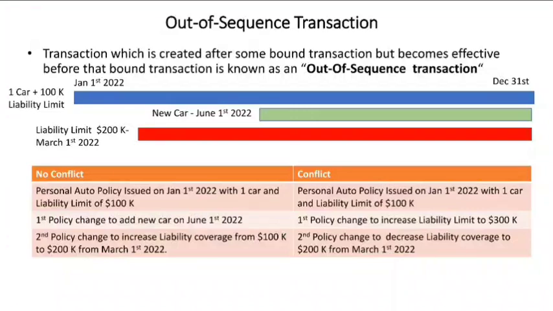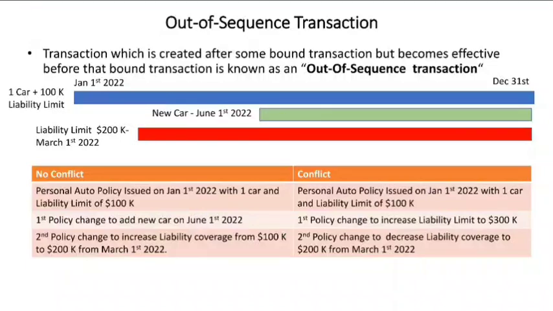So by definition, as you see from this example, every time you do a transaction whose effective date is prior to the bound transaction's effective date, we call that out of sequence. In this case, you had a first policy change with an effective date of June 1st, 2022, whereas the second policy change effective date is prior to that, March 1st, 2022. This is a very rare scenario because most of the time these transactions will be in sequence.